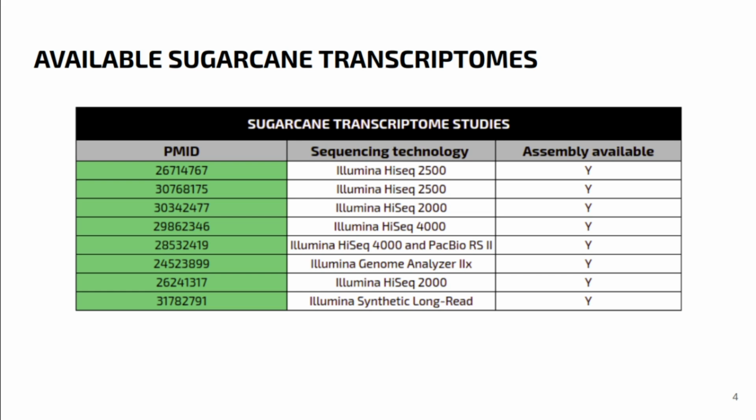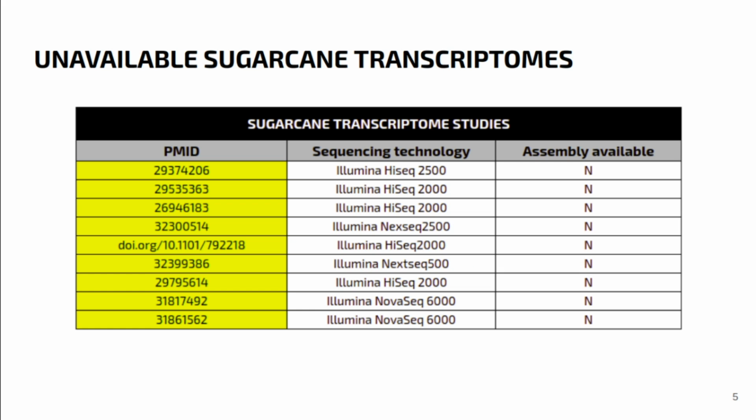And to do the inference of a complete pan-transcriptome, we need to have as many transcriptome assemblies as possible. Searching literature, we found 17 studies of the sugarcane transcriptome. We have only 8 transcriptome assemblies available, and we have 9 transcriptome assemblies unavailable. In this case, we have the raw sequence datasets of the RNA. So with these raw RNA datasets, we can assemble the transcriptome for these studies.